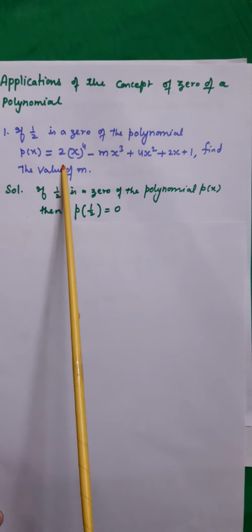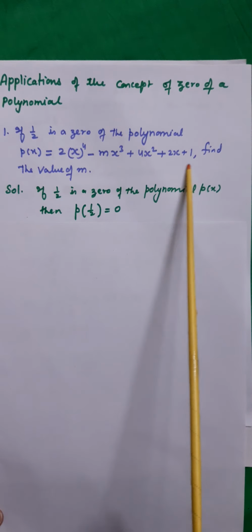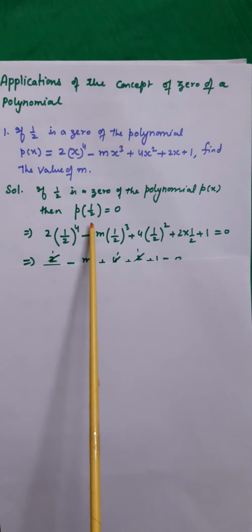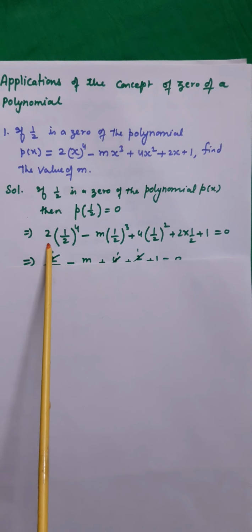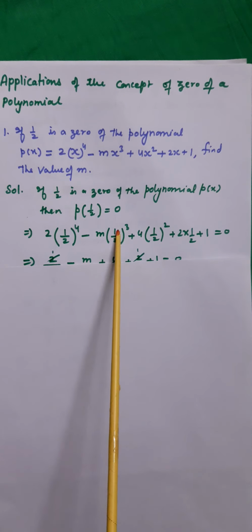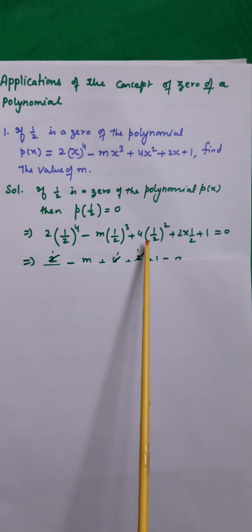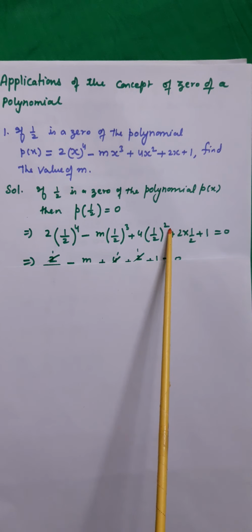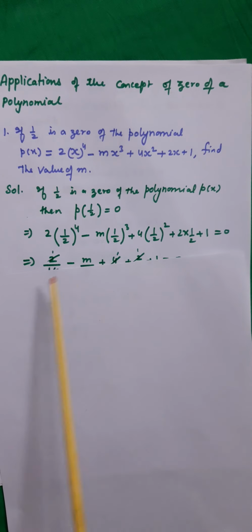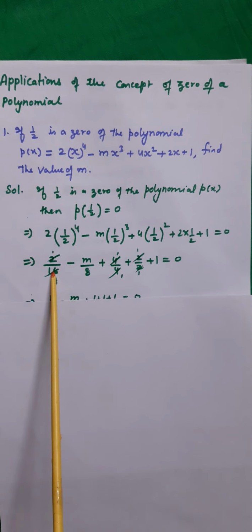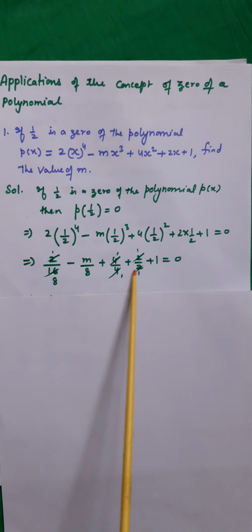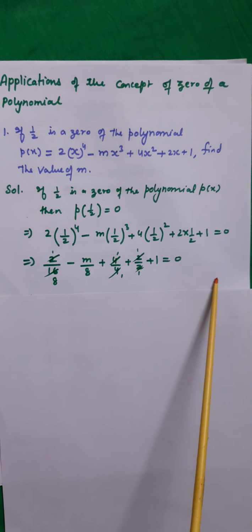That means if I put x = 1/2 here, it will reduce the whole polynomial to 0. So what will we do? We will just replace x by 1/2. So this gives me 2(1/2)^4 - m(1/2)^3 + 4(1/2)^2 + 2(1/2) + 1 = 0, which implies 2/16 - m/8 + 4/4 + 2/2 + 1 = 0.